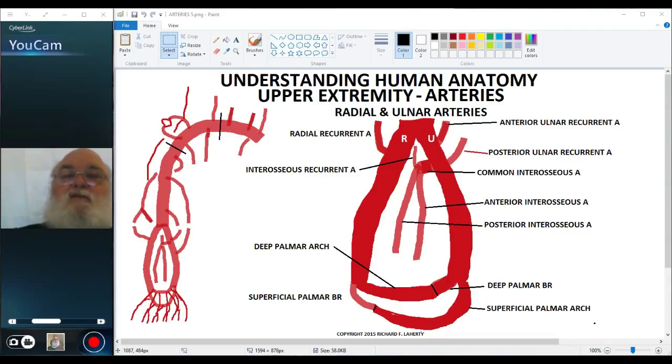That concludes the discussion of the radial and ulnar arteries and their termination into a deep and superficial palmar arch. In the next video, we'll discuss the arteries of the hand.